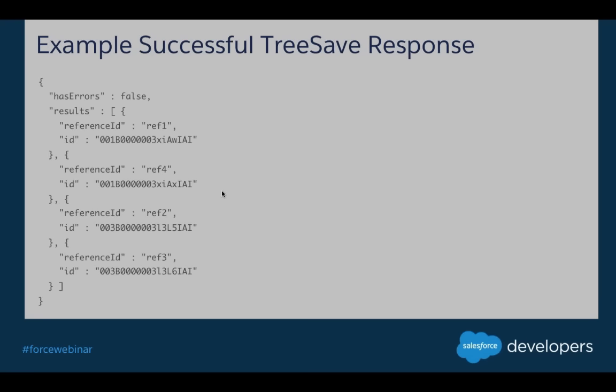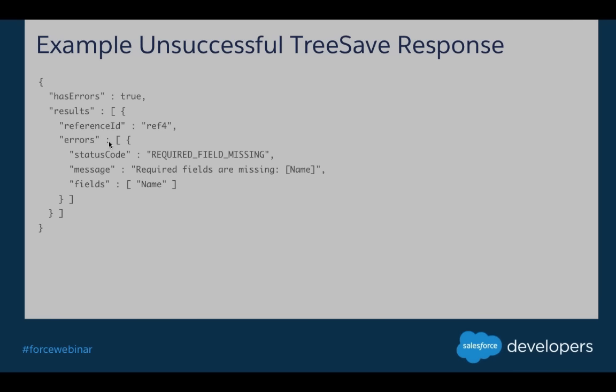An example unsuccessful response, this is from that same 4 records I inserted. You'll see that the has errors equals true. I only receive a single result, which shows me that ref4 had an error, provides me the error that I hit here. I didn't provide the right field in the create. And because of that, I didn't save any of the references 1, 2, or 3. So everything was rolled back, and we just returned the record that error. So as a developer, it'd be up to me to change this, provide the name for that 4th record, and then go ahead and resubmit.